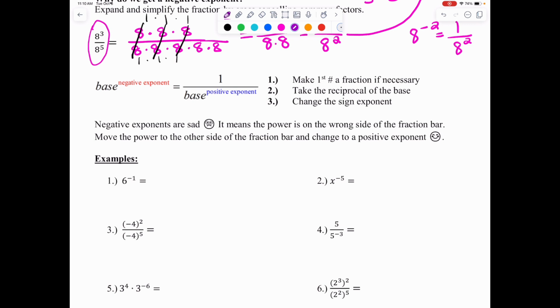And I'll walk you through these steps as we try some of these examples. We're going to make sure the first number is a fraction if necessary, so that we can then take the reciprocal of it and change the sign on that exponent from negative to positive. Another way you can think of it is this phrase that we listed below. Negative exponents are sad. It means the power's on the wrong side of the fraction bar. That means it's on the top when it should be on the bottom. So we're going to move that power to the other side of the fraction bar, which is the bottom, and change it to a positive exponent. And then we'll be happy again.